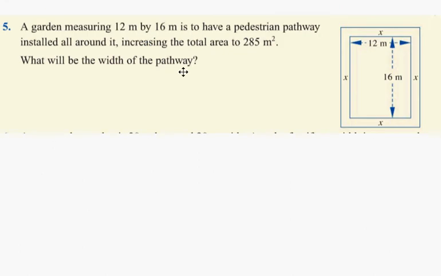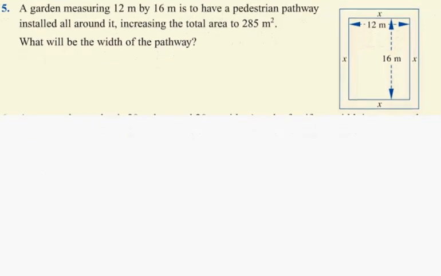Now, let's try another one. A garden measuring 12 meters by 60 meters is to have a pedestrian pathway installed all around it, increasing the total area to 285 meters squared. What will be the width of that pathway? Okay. Anybody come up with any suggestions there?